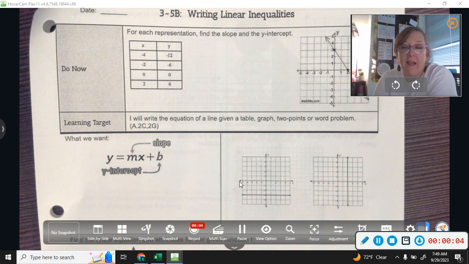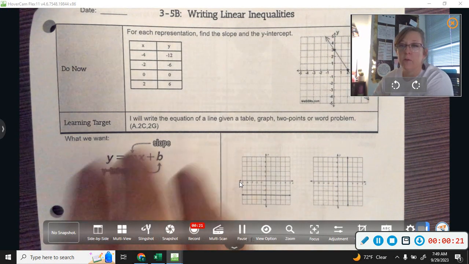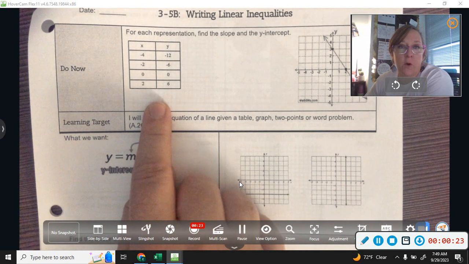Good morning. So we are talking about writing linear inequalities today. Up to this point, we've written linear equations. We have graphed linear inequalities, but now we're going to combine those two ideas and we are going to write linear inequalities. So just to get you started, you guys are going to do this warm-up question.